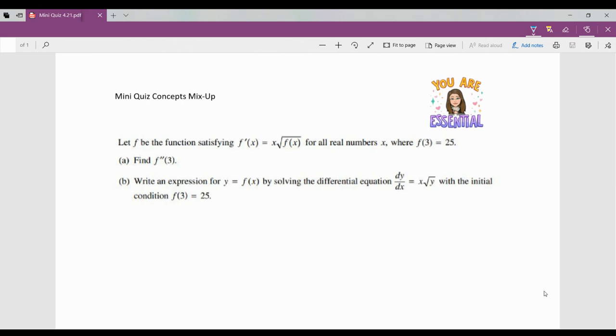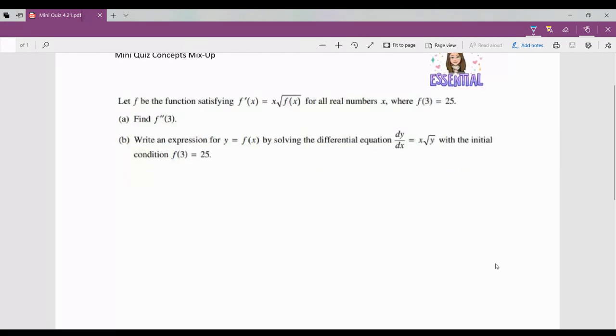Hi guys, so today we're going to go through the mini quiz that has kind of a concept mix-up. It's got both derivatives and finding the antiderivative by doing separation of variables. So we got a whole bunch of different things going on with this problem. It looks really short, but it's actually a little bit misleading because it's got some challenges in there.